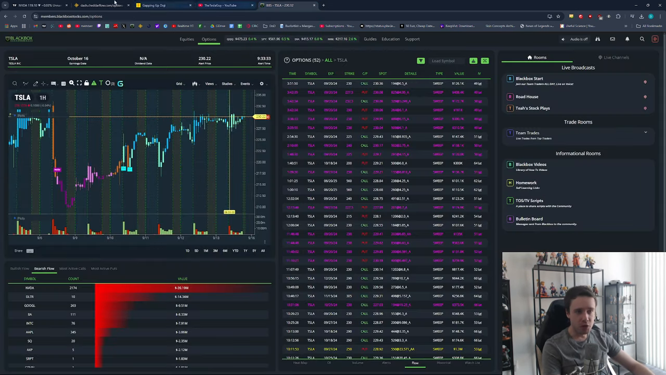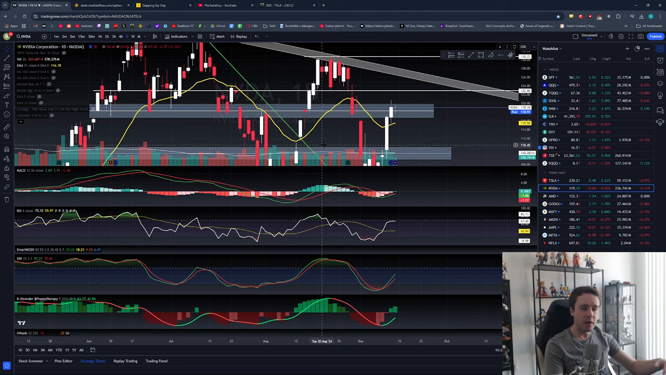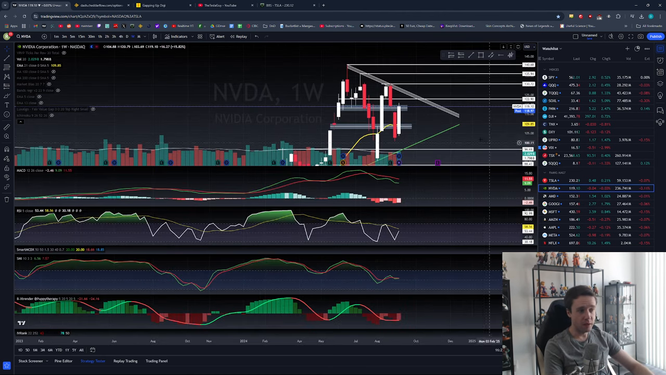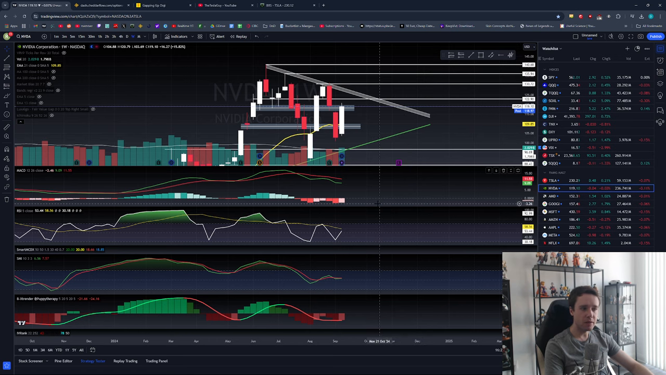Anyway, the point I'm trying to make here is the fact that NVIDIA looks good. NVIDIA looks solid. It looks great. The weekly is where things are a little bit more concerning.